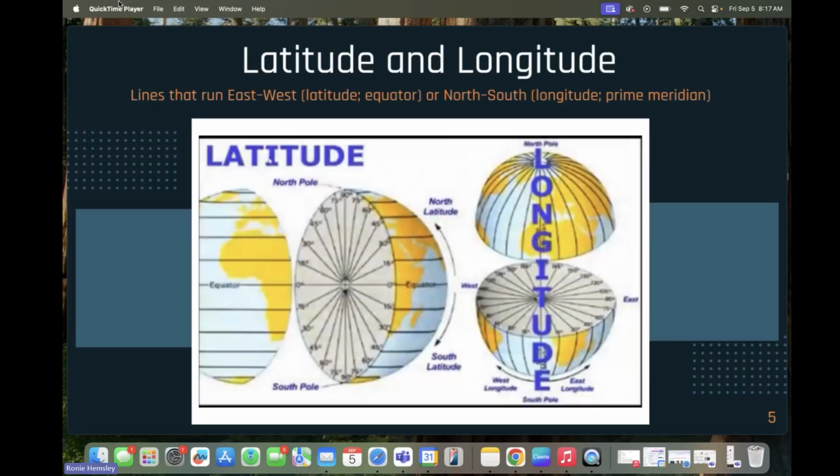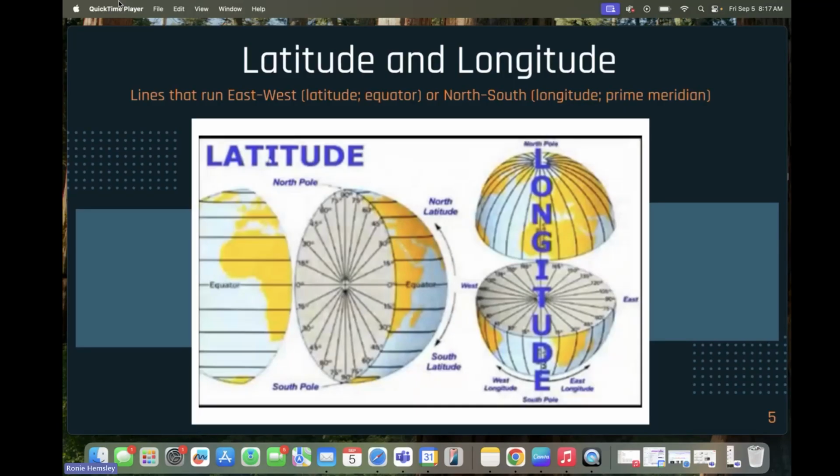Here we see a clear breakdown of latitude and longitude. Latitude lines run east to west, circling the globe parallel to the equator. The equator itself is 0 degrees latitude, and we move north toward the North Pole or south towards the South Pole. The values increase up to 90 degrees. Longitude lines, on the other hand, run north to south, stretching from pole to pole. The starting point is the prime meridian at 0 degrees, which passes through Greenwich, England. From there, longitudes extend eastward and westward up to 180 degrees.